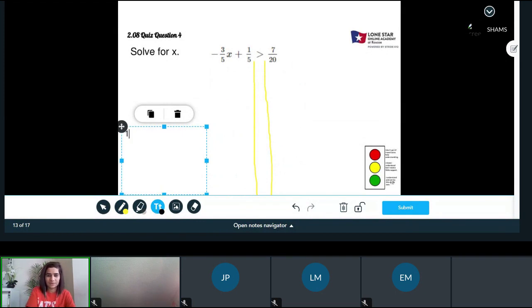And I'm going to go ahead, decide what is constant in this problem and what is my coefficient. Then I will also decide whether to flip the inequality symbol or not. There we are.